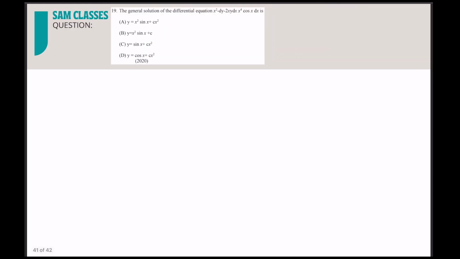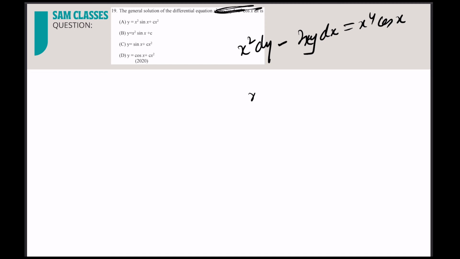Now next, the general equation of the differential equation they have given: x square dy minus 2xy dx is equal to x power 4 cos x. Okay, this is the equation. They have written it wrong here. Now what we'll do, the moment I see this, I need to bring in dy by dx form. So I'll divide the whole thing by dx. The moment I divide the whole thing by dx, what will I get? x square dy by dx minus 2xy is equal to x power 4 cos x.